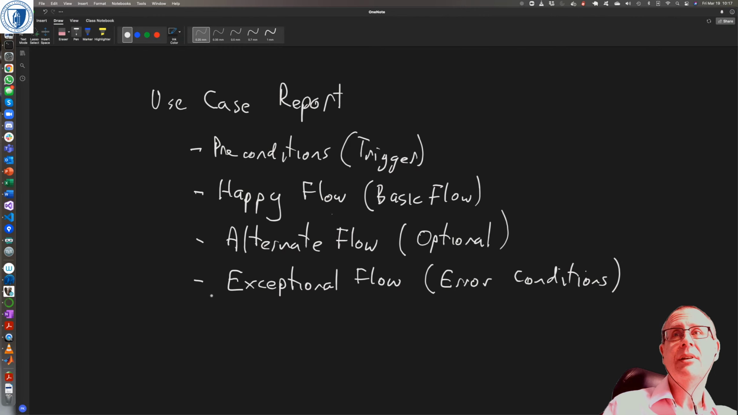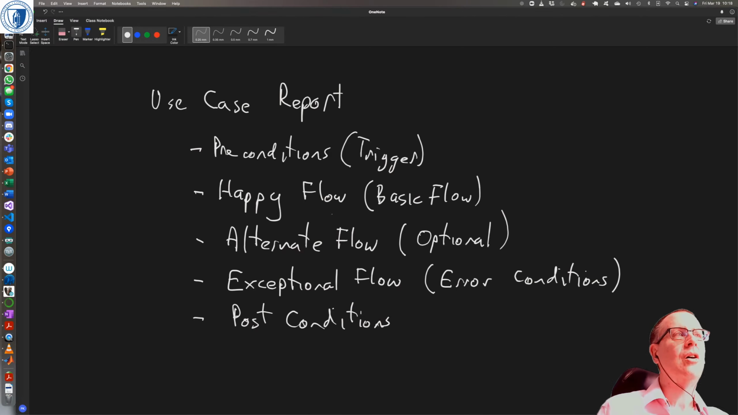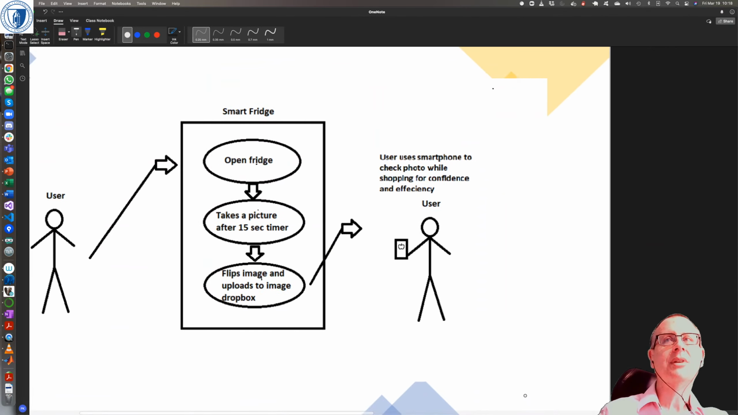And then the last piece are the post conditions. What's true at the end of the use case? Maybe for the home security system, the authorities have been notified. Or for the fridge automation, the latest picture of the fridge contents has been taken. Again, I haven't told you about this. You don't need to know about this. I thought it might be interesting just because of the way this use case diagram was done.